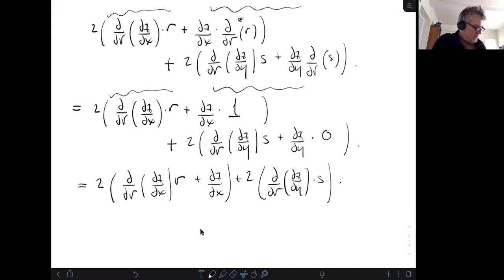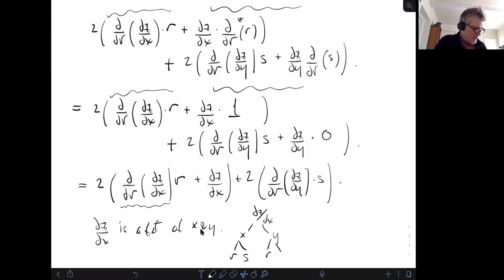Okay, all right, so now for the very last thing, if you look at this expression here, you're taking a derivative with respect to R of the function del Z del X. Now, del Z del X, this is a function of X and Y, right? So we have del Z del X, a function of X and Y, which are functions of R and S. So to compute this partial derivative, what do I need to do? I need to use the chain rule.